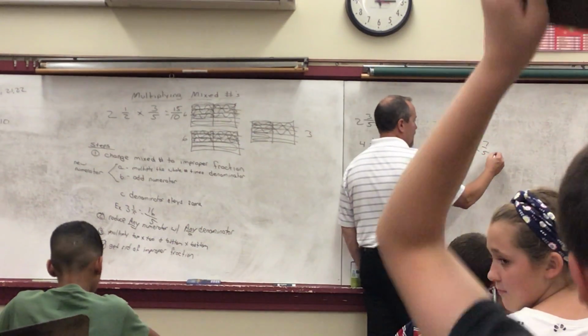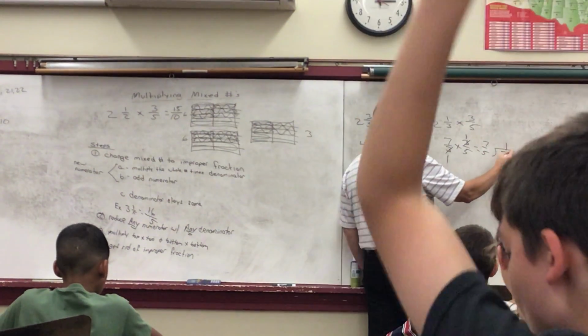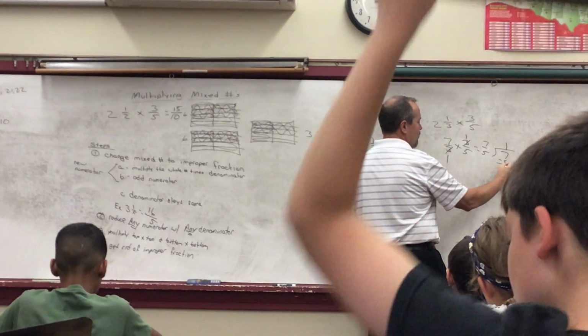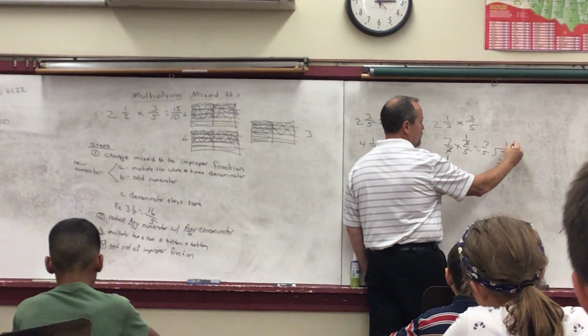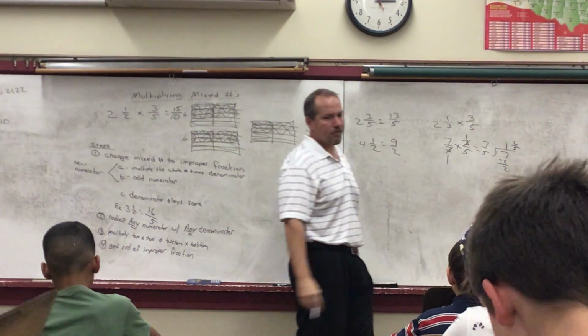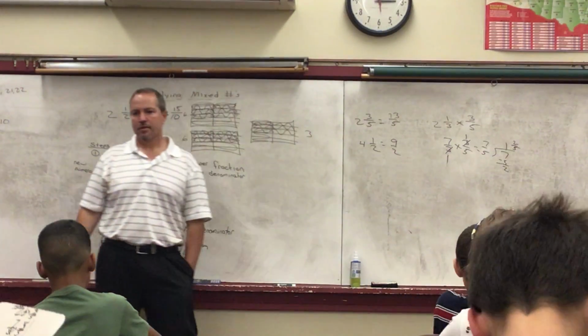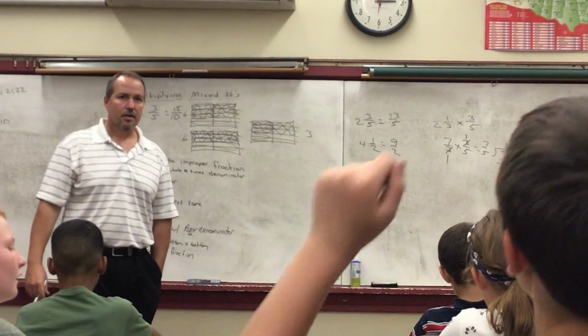When you divide the top by the bottom, 5 goes into 7 one time. 1 times 5 is 5. Subtract, you get 2. That 2 is your numerator. Denominator is 5. Giving you 1 2/5. Let's do another one.